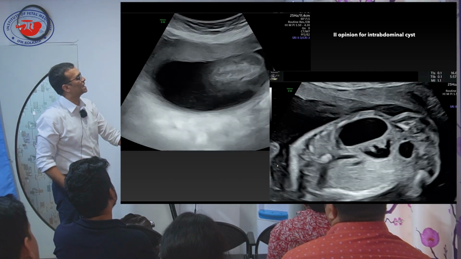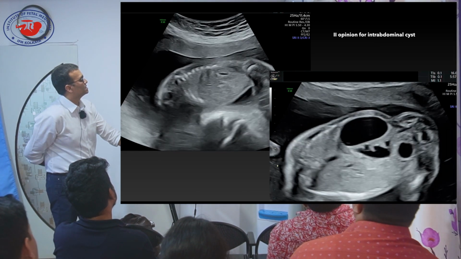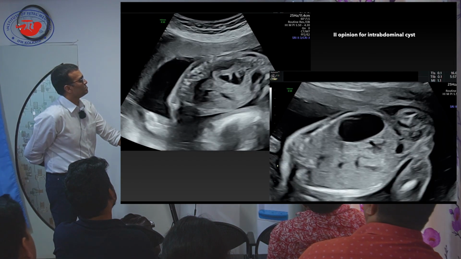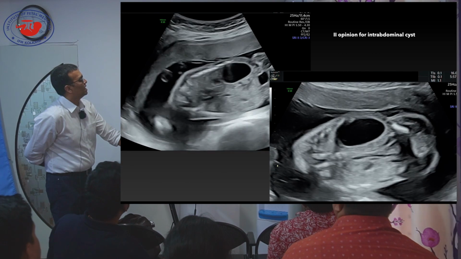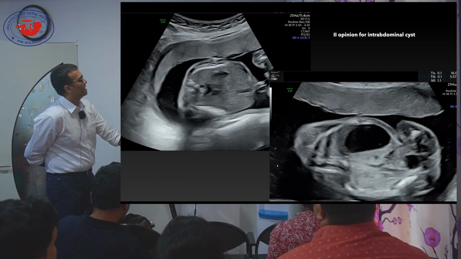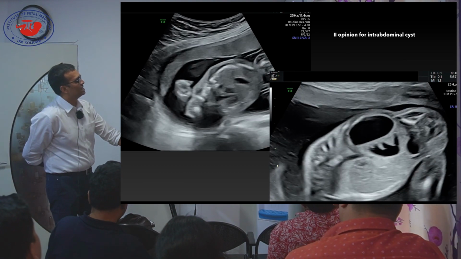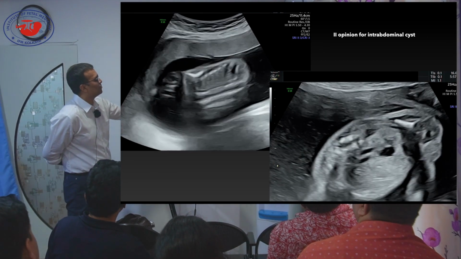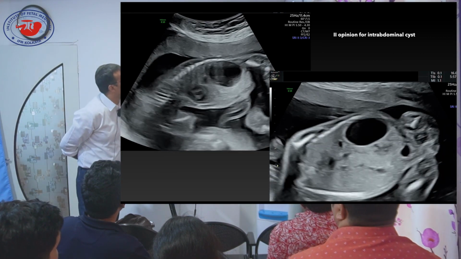Now this case came as a second opinion for intra-abdominal cyst. Just see this. Are you able to see the cyst there? And then when I was scanning this case, I was wondering what is the location of the cyst, and what is below the cyst. There's something below the cyst.